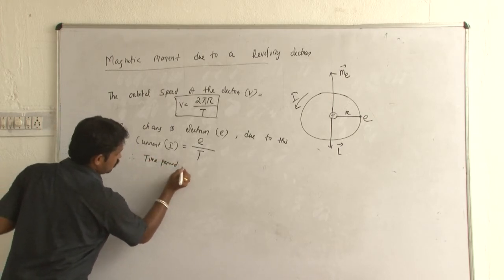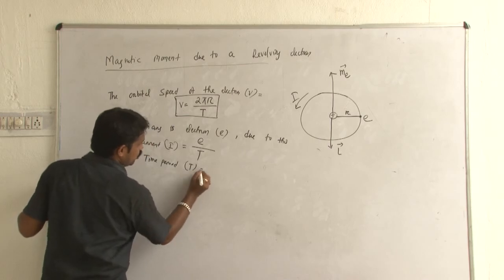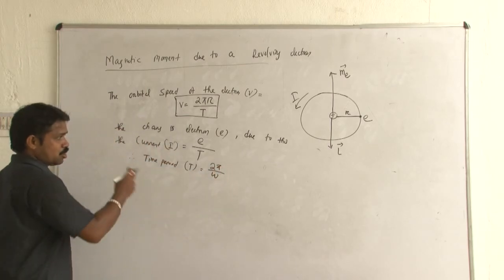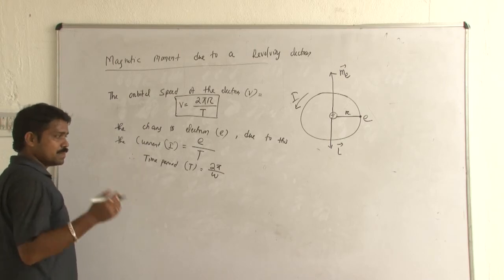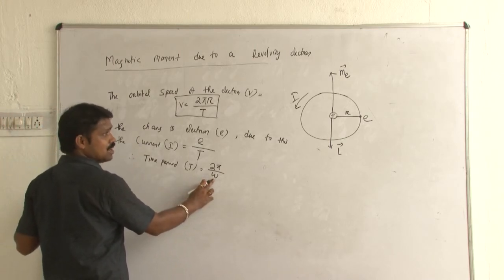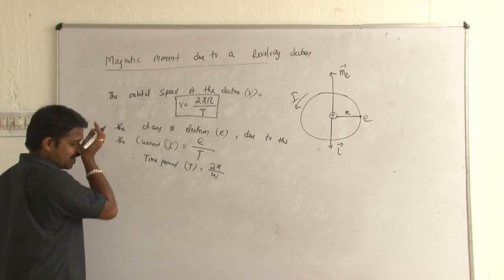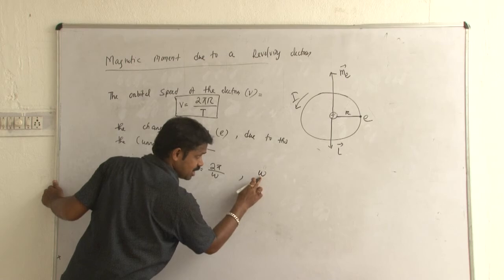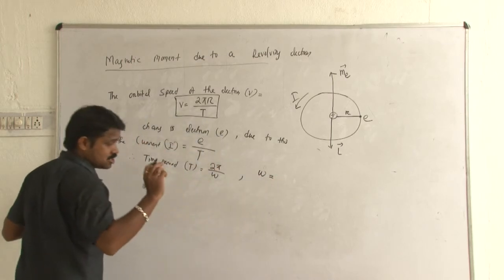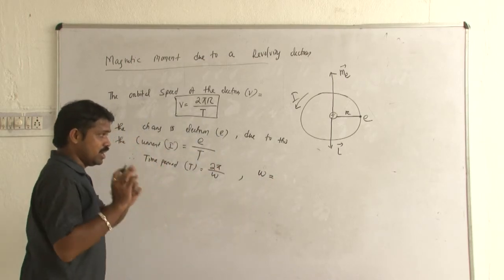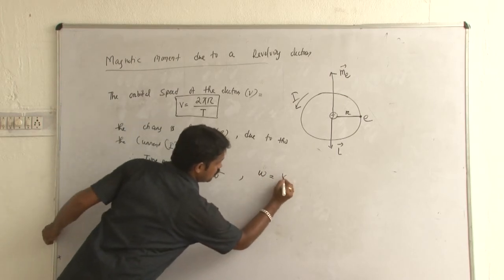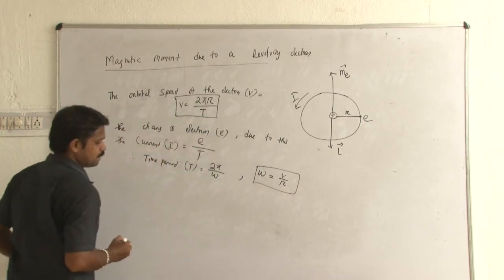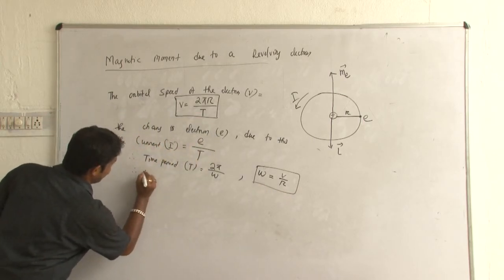Now the time period of revolution T is equal to 2 pi divided by omega, because omega is equal to 2 pi by T, so T is equal to 2 pi by omega, where omega is the angular velocity, very simple. We know that the relationship between angular velocity and linear velocity is omega is equal to v by r. Very simple.